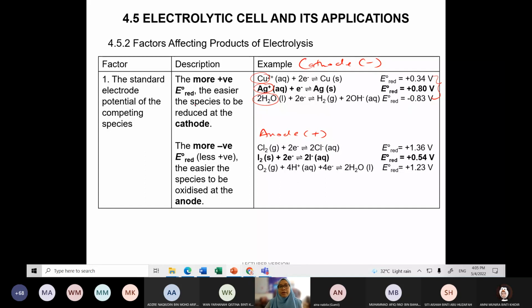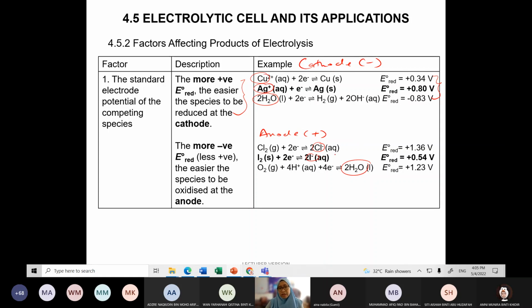Based on this statement here, we are going to choose based on the more positive value. As for the anode, all the negative ions will be attracted to the anode. The same goes for H2O; H2O will also be attracted to the anode.